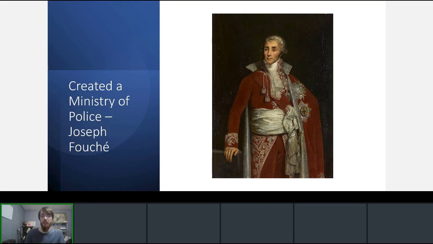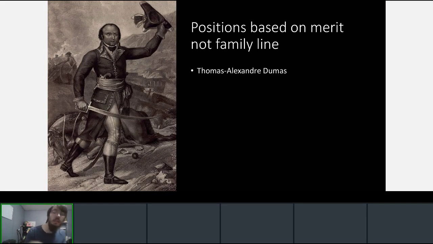He's going to create a Ministry of Police with Joseph Fouché as its leader. And there's a huge spying aspect of this, of a secret police element, but it's also kind of unifying law enforcement across all of France. He's going to really push for positions based on merit and not family line. It's not something completely unique to Napoleon, but Napoleon really, despite any personal prejudice you might have, is going to go off if you're skilled at your job.